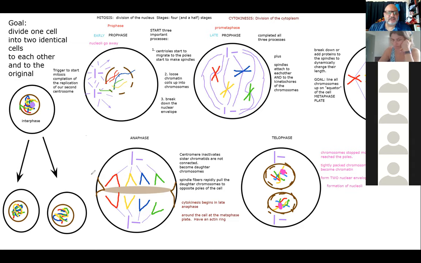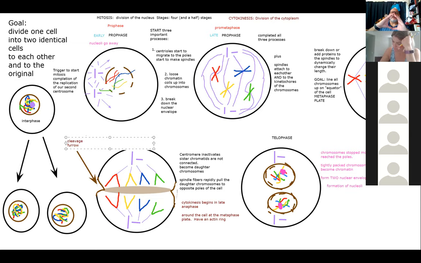This indentation that forms because of the actin ring is what is known as the cleavage furrow. That is going to form.